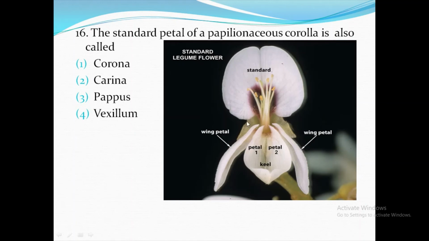Then it is followed by two petals called wing petals, which in turn cover two smaller petals called keel or carina petals. Keel petals are also called carina petals. Standard petals are also called vexillum.